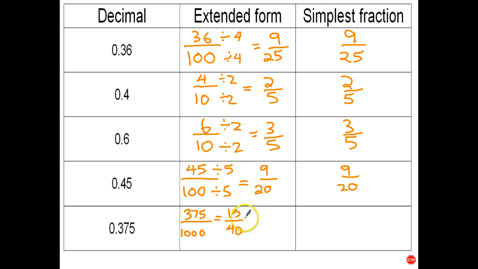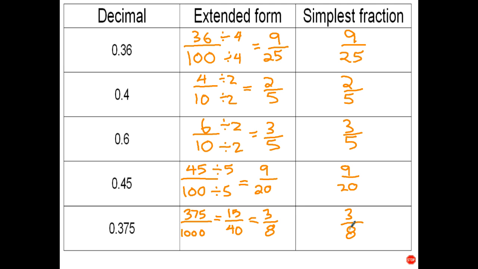Now, have I finished? Well, not quite, because I now have to divide top and bottom by 5. Well, 15 divided by 5 is 3. 40 divided by 5 is 8. And it turns out 0.375 as a fraction in simplest form is 3/8.